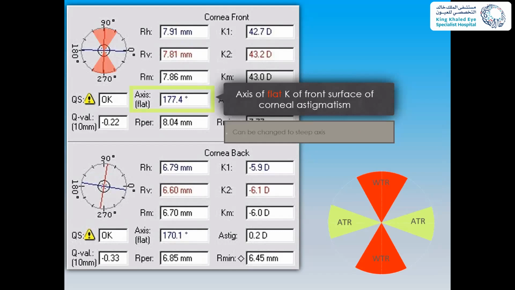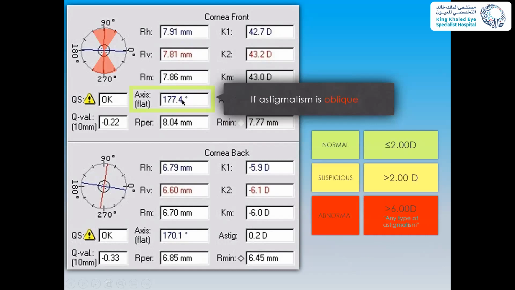With the rule astigmatism, we all know very well, it is steep in this direction. This is the axis, and you can change the axis to flat or to steep, and then it tells you the axis. If the astigmatism is oblique, I'm not talking about the non-oblique case. It's normal usually for anything less than 2. Again, these are not hard and fast rules, but certainly if it is more than 6 diopters, it is very abnormal.